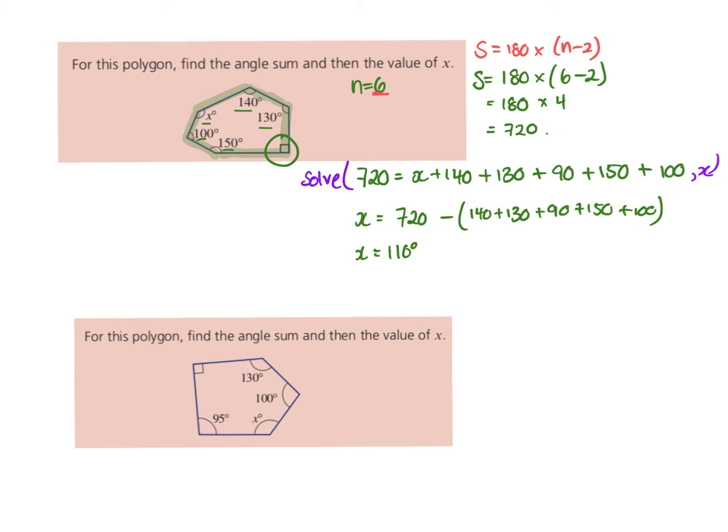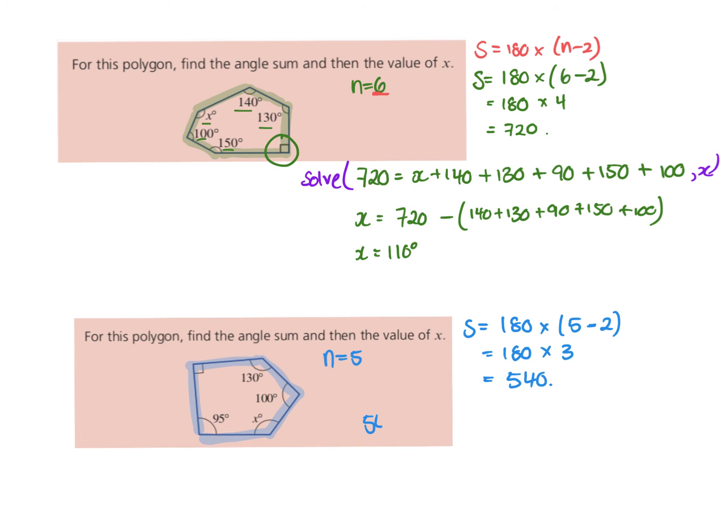Okay, let's do this next one. Find the sum of the angles and then the value of x. So first let's count how many sides. 1, 2, 3, 4, 5. So in this case, n equals 5. If I'm finding the sum of all the angles, it's going to be 180 times the number of sides, which is 5, minus 2. So I've got 180 times 3, which equals 540. Okay, so all of these have to add up to 540.